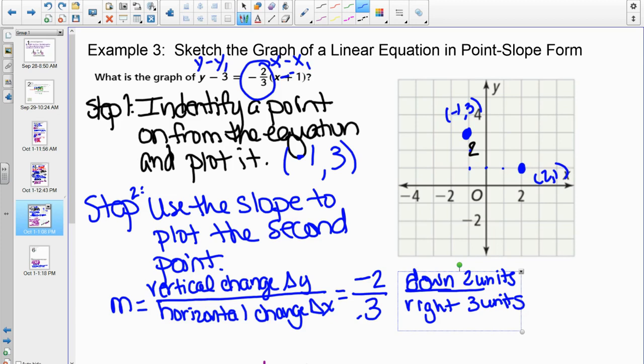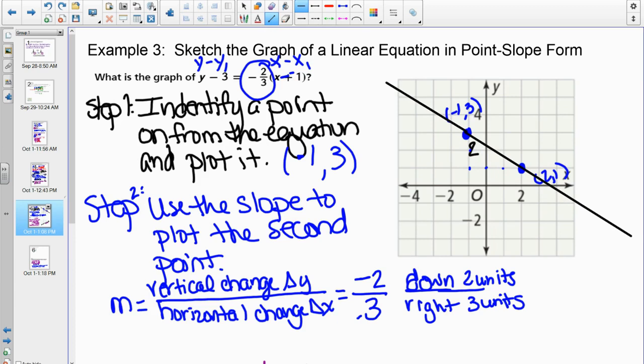And then you take your straight edge or your ruler. Let's see if I can make this work a little bit better. If it lets me. Make your straight edge here. There it goes through. I'll have to make it longer on this side. Yours will look better. And don't forget to put your little arrows at the end. And there is your graph from the equation y minus 3 equals -2/3 times x plus 1.